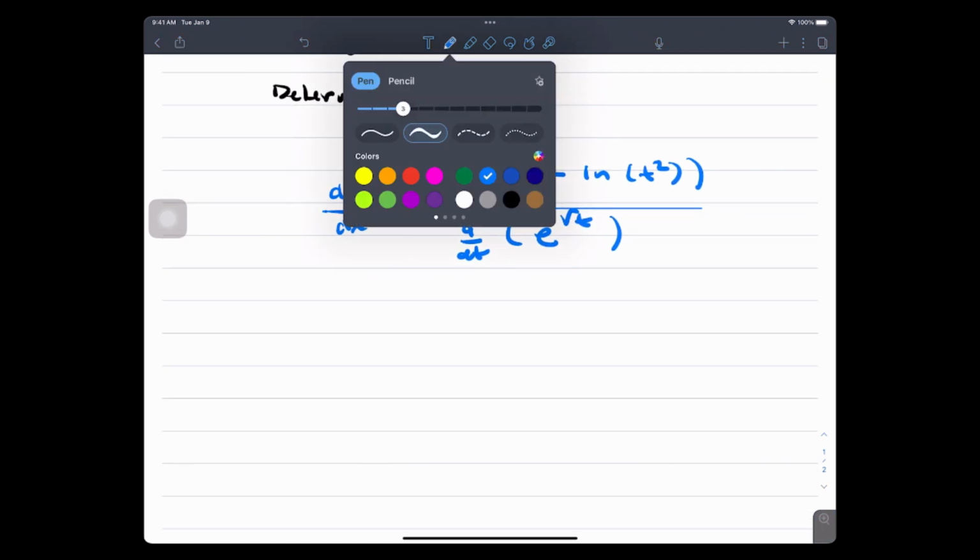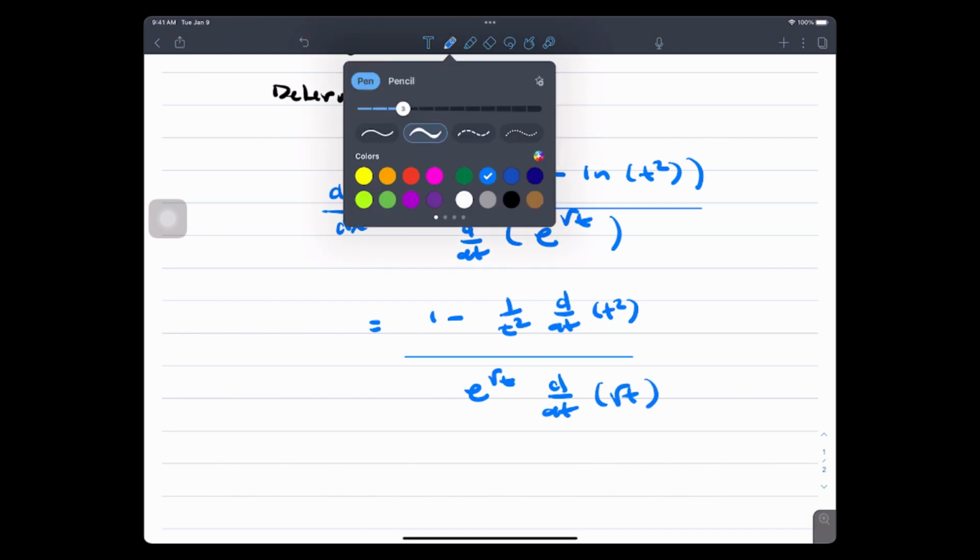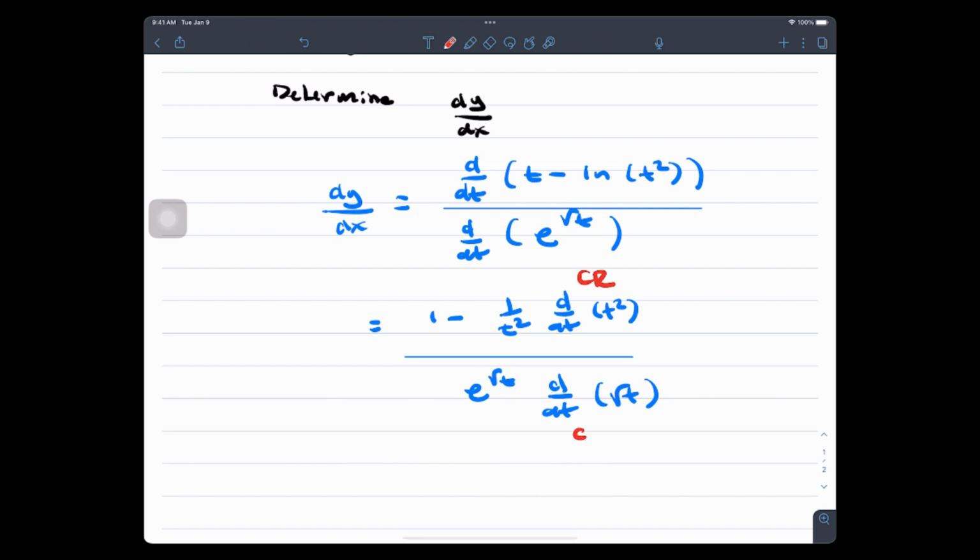So now you say, well, what's that? You're going to have to do some derivatives here. That's 1 minus 1 over t squared times the derivative with respect to t of t squared. Notice you've got chain rule here. And then this is e to the square root of t, by chain rule. This is chain rule for both. So this portion is 2t. This is 1 over 2 square root of t. Remember I said derivatives don't go away. You still have to do chain rule.